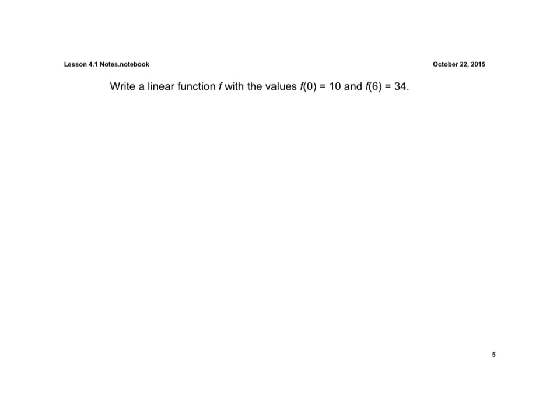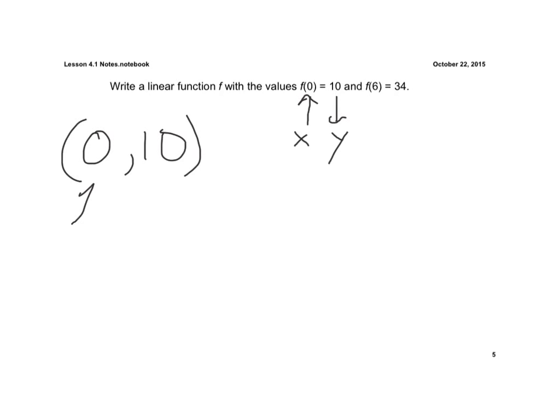Now, here's a similar type of problem. It's just given to us in a different format. So remember, in this format, this value right in here represents our x value, and this value here represents our y. So that's actually the ordered pair 0, 10, an input of 0 and an output of 10. And this point, again, this would be my x, this would be my y. So I'd have 6, 34.